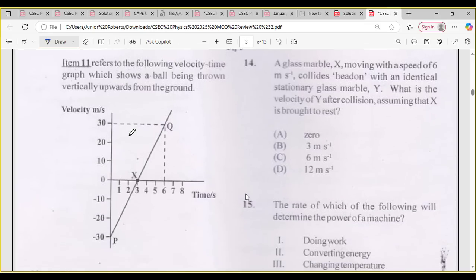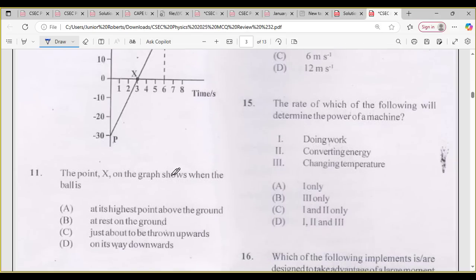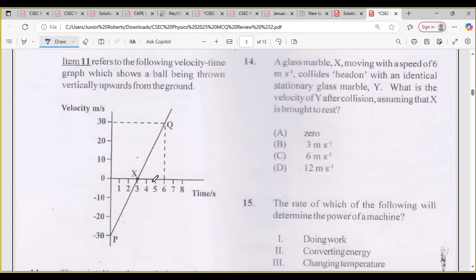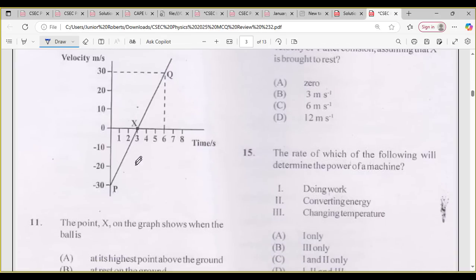11 now. Item 11, this looks like a familiar question. I don't think we did this before. Did we? Don't remember. Item 11 refers to the following velocity time graph, which shows a ball being thrown vertically upwards from the ground. The point X on the graph shows when the ball is.